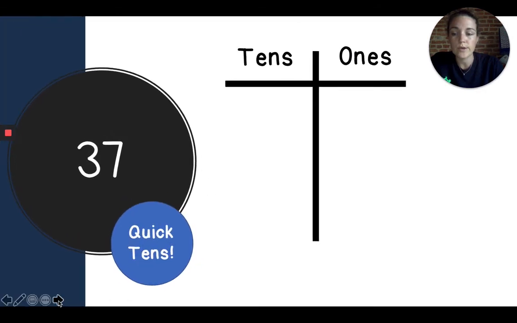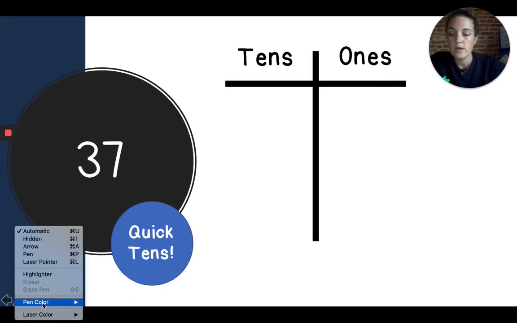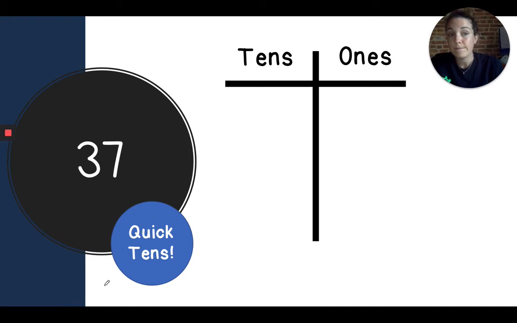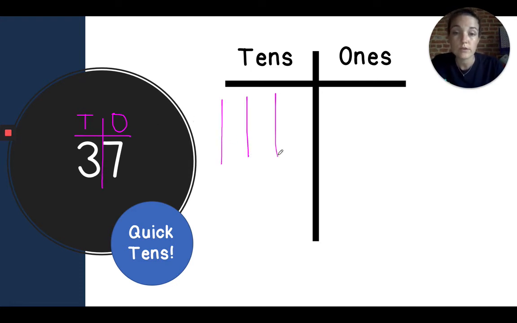All right, we're going to use quick tens here. What number is this? Can you guys tell me? 37. So we're going to split it up. This is tens. This is ones. Let's draw those quick tens. So how many tens do we see? We need 3. 1, 2, 3. Let's count and check and make sure that's 30. 10, 20, 30. Got it.